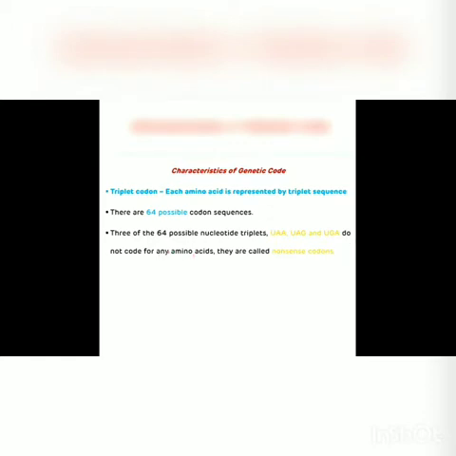If you see the characteristics of the genetic code, the salient features of the genetic code are very important. The genetic code is a triplet code. Each amino acid is represented by a triplet sequence. There are 64 possible codon sequences. 3 of the 64 possible triplets do not code for any amino acid, so they are called nonsense codons. Examples are UAA, UAG and UGA.